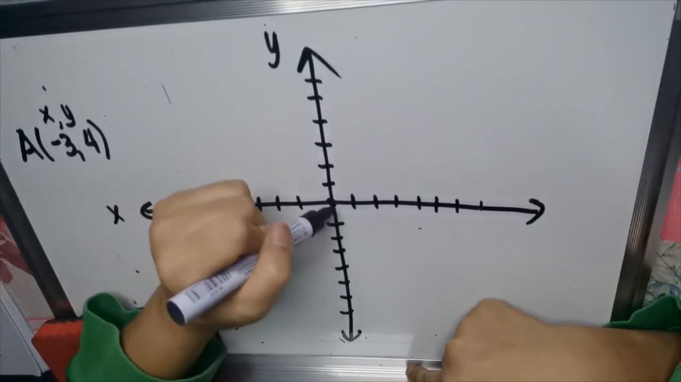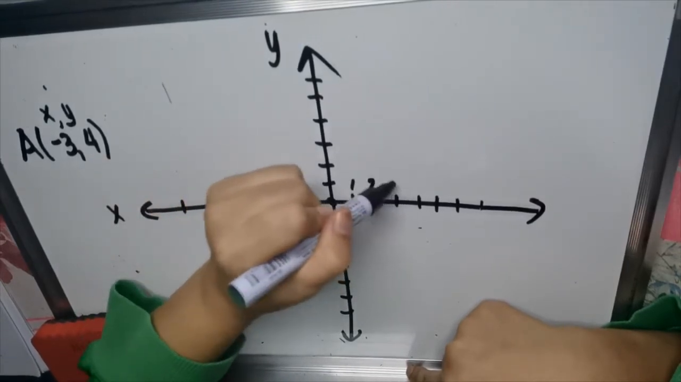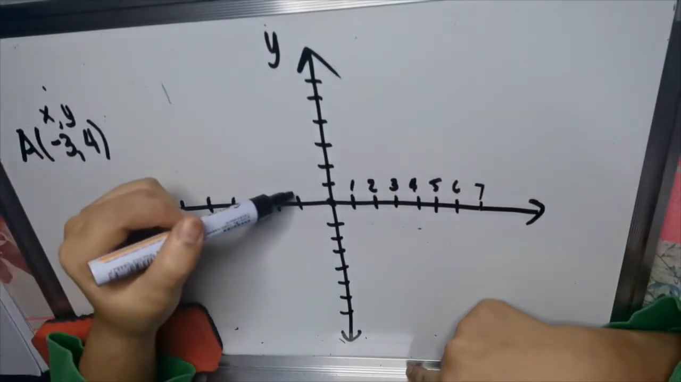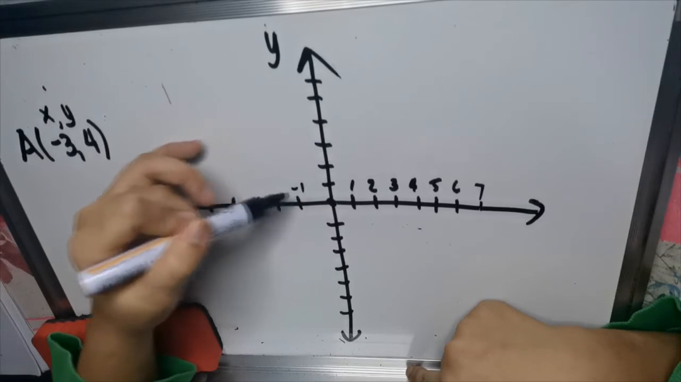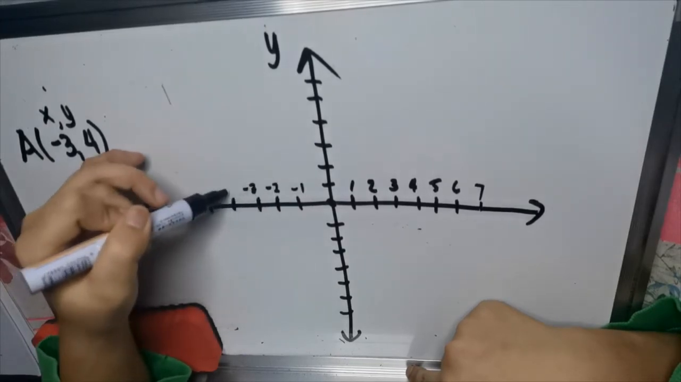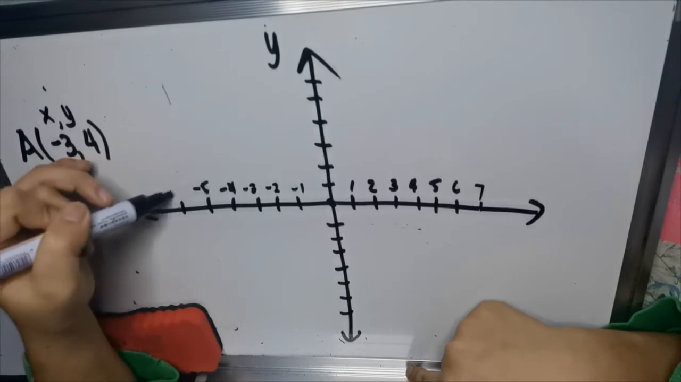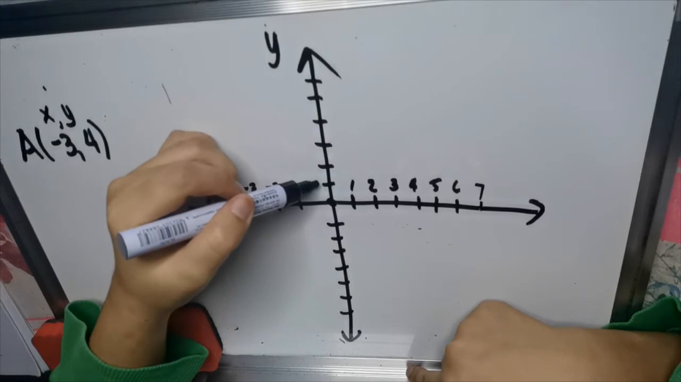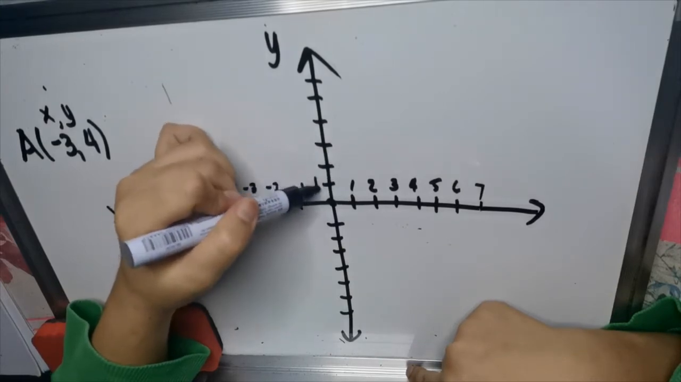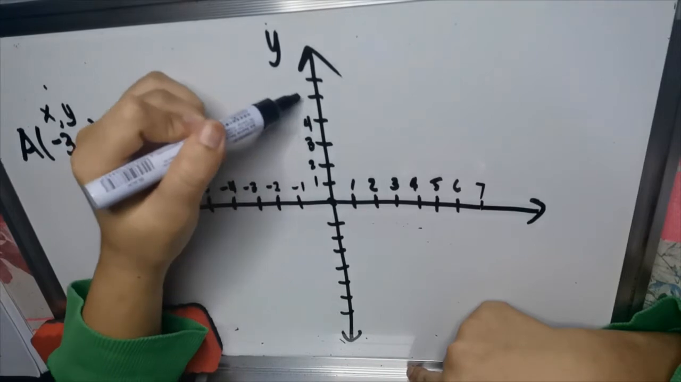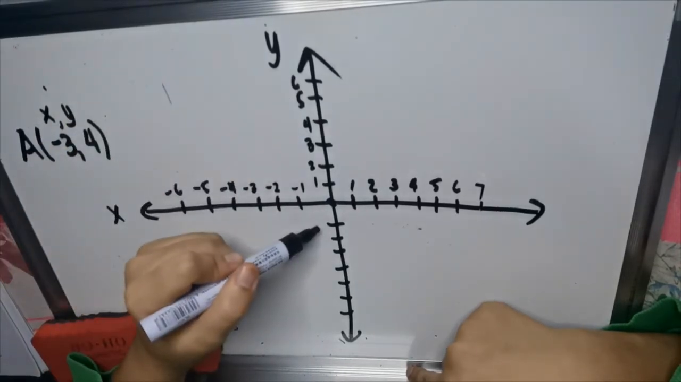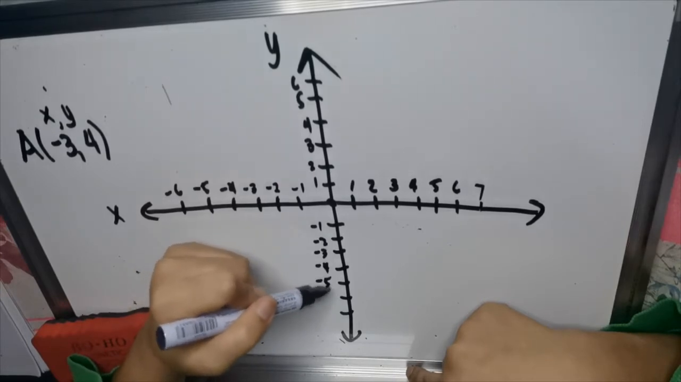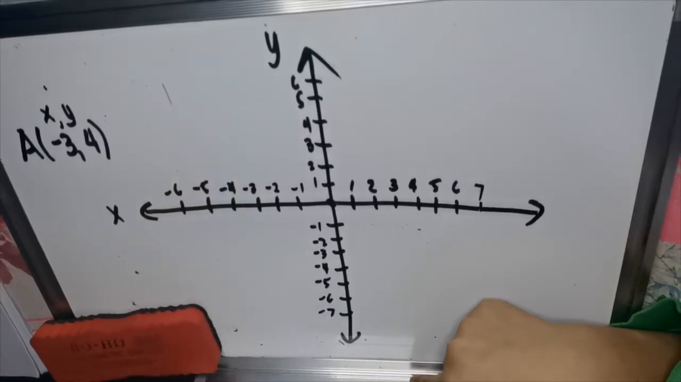Okay? So, maglagay na tayo ng mga points natin para hindi kayo malito. So, dito, this will be 0, 1, 2, 3, 4, 5, 6, 7. On the left side, so negative 1, negative 2, negative 3, negative 4, negative 5, negative 6, and so on. So, pataas ng ating y-axis, so that will be positive 1, 2, 3, 4, 5, 6. Sa baba, negative 1, negative 2, negative 3, negative 4, negative 5, negative 6, negative 7.